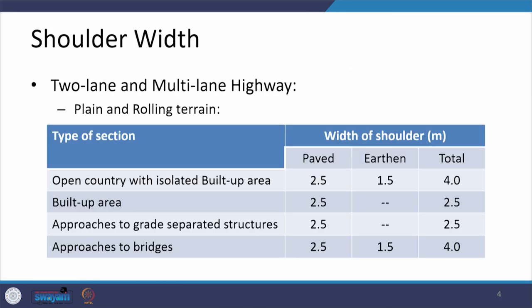Now, here we are talking about the shoulder width for a two lane as well as a multi lane highway, and when we say multi lane highway, we are talking about the four lane divided highway as well as a six lane divided highway. Here again, we have the classification of terrain in two categories, one is plain and rolling together, another one is mountainous and steep together in the case of hilly terrain. The changes which have been observed here are with respect to the widths being increased. Now, if you see, we have four categorizations here. The first one is open country, which means you are passing through an agricultural area, your highway is passing through that, and then at some locations the built up area is coming, that is why it is termed as an isolated built up area.